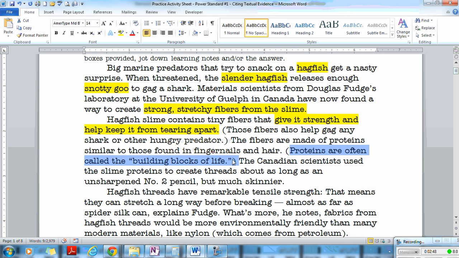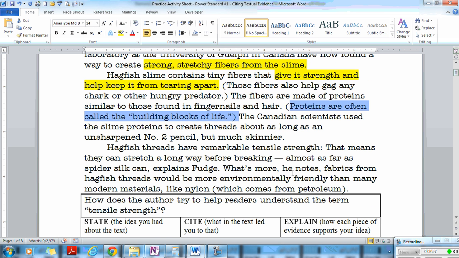The Canadian scientists used the slime proteins to create threads about as long as an unsharpened number 2 pencil, but much skinnier. Hagfish threads have remarkable tensile strength. That means they can stretch a long way before breaking, almost as far as a spider silk can. What's more, he notes, fabrics from hagfish threads would be more environmentally friendly than many modern materials like nylon.